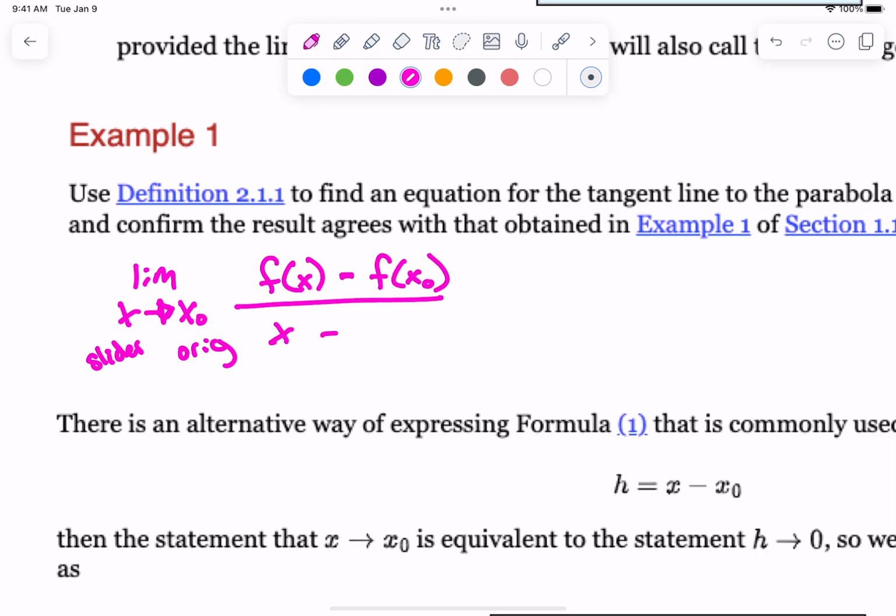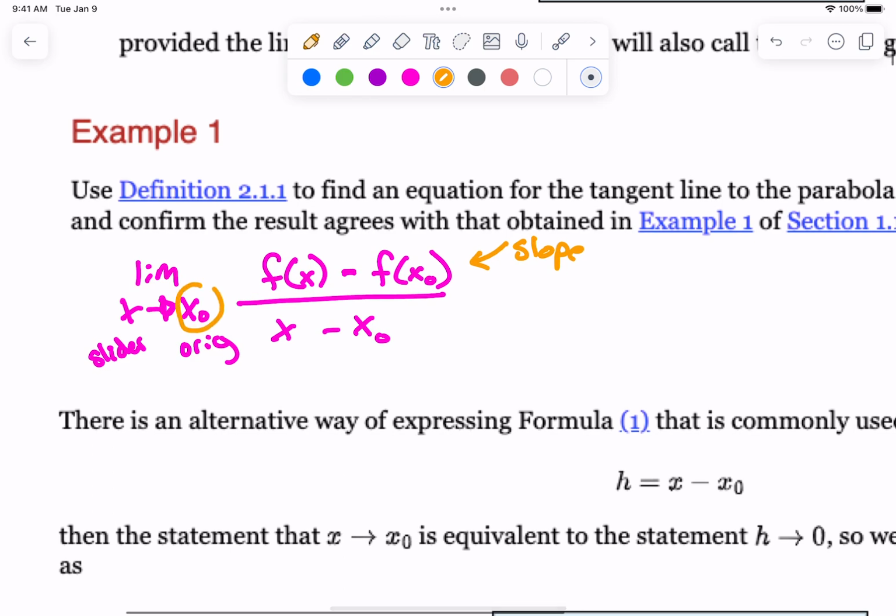Over x minus x naught. This is the formula that we use, okay? This is slope right here. This is how you find slope, right? y2 minus y1, x2 minus x1. So our original point is x naught, like that's where the tangent line point is, and then x is the other point that we're using. We're trying to get closer and closer and closer to that. So this is saying as x gets closer to x naught, what's happening, right? As x gets closer to x naught, what's happening, okay?